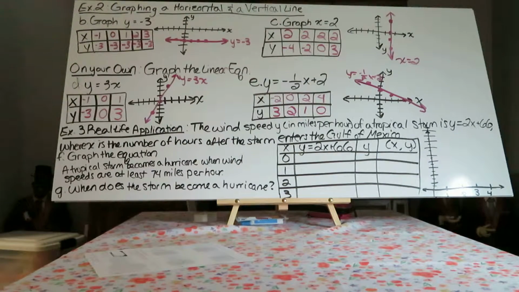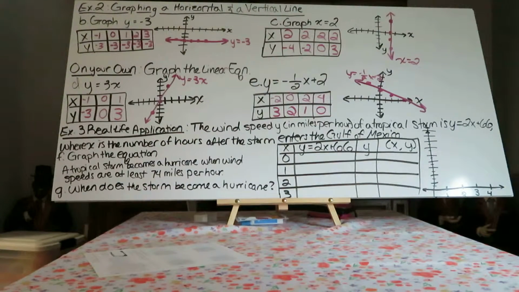But, all right, example 3, the real life application. The wind speed y in miles per hour of a tropical storm is y equals 2x plus 66, where x is the number of hours after the storm enters the Gulf of Mexico. So we're going to graph the equation. Now, it does have the picture of the hurricane. That is important information. A tropical storm becomes a hurricane when wind speeds are at least 74 miles per hour. That's just additional information that we don't need right this moment.